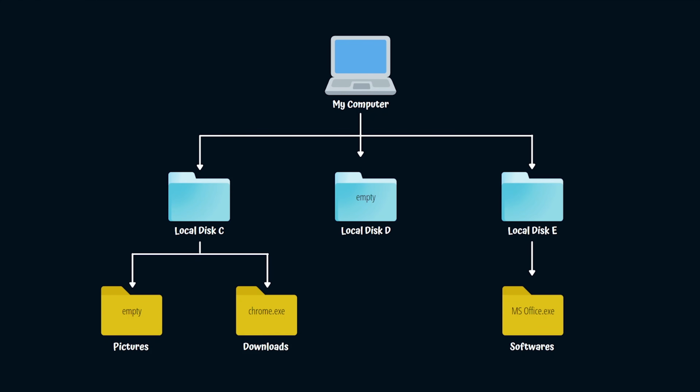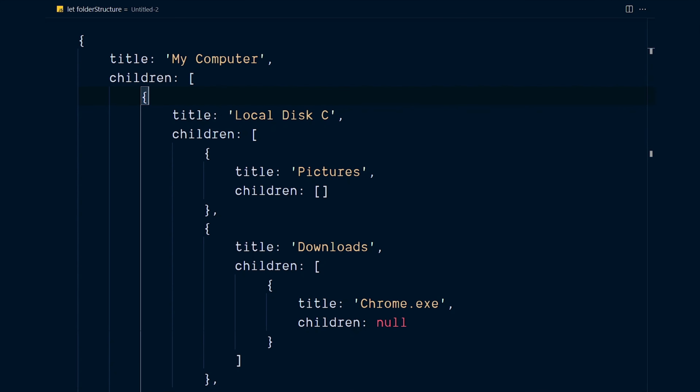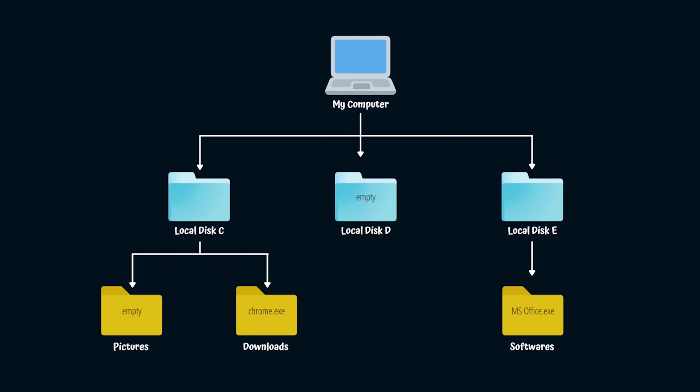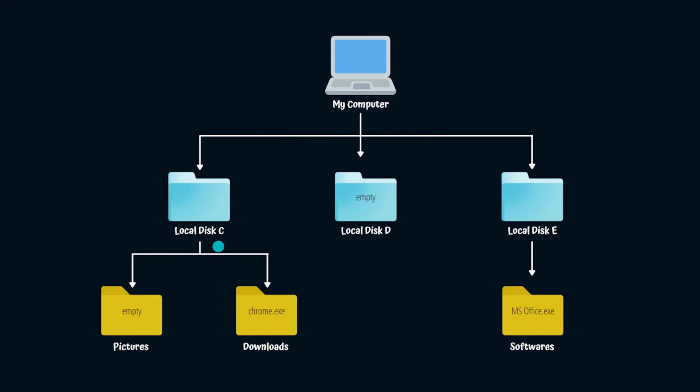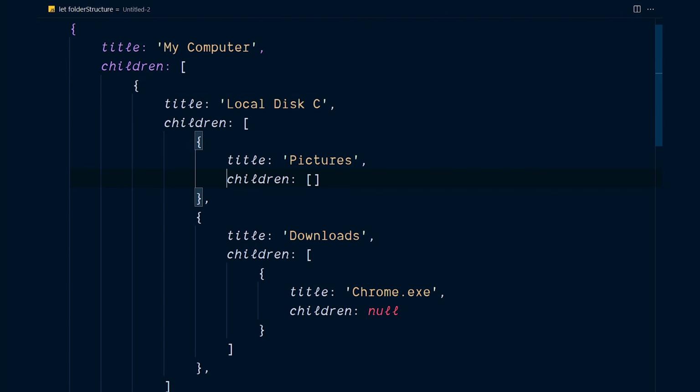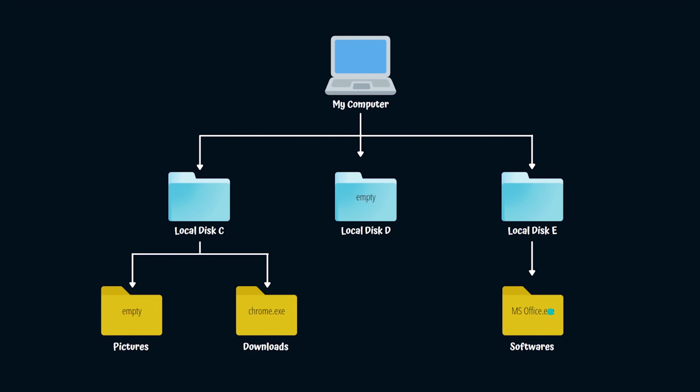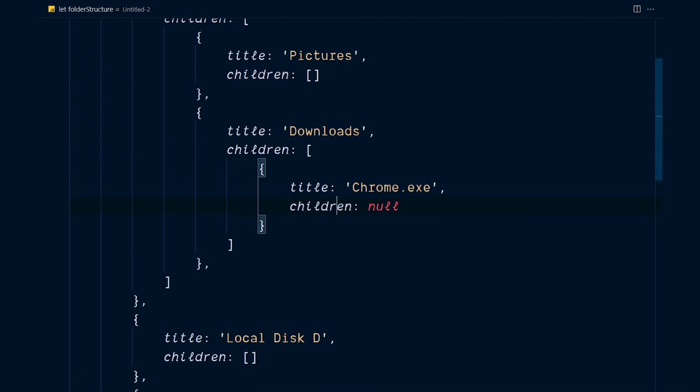Now this folder structure can be represented with this object here. Each of the folders here is represented with an object containing 2 properties, the title representing the name of the folder, and this property children contains the subfolders inside them. So for empty folders like these pictures and this local disk D, the children array will be an empty array like this. And these exe files are also represented with the same object, but in case of such files, the children property will be null, representing they are a file, not a folder. So inside them we don't have any subfolders.